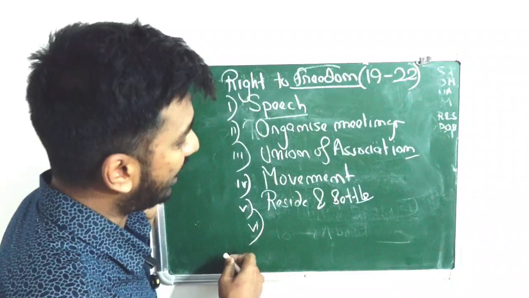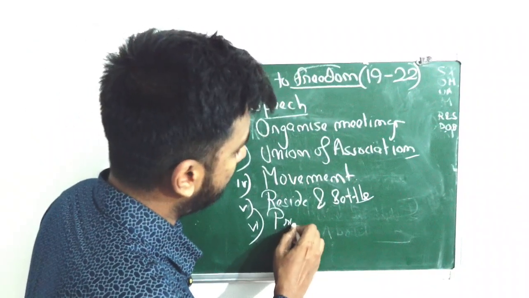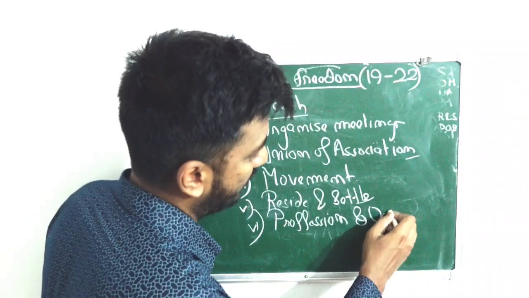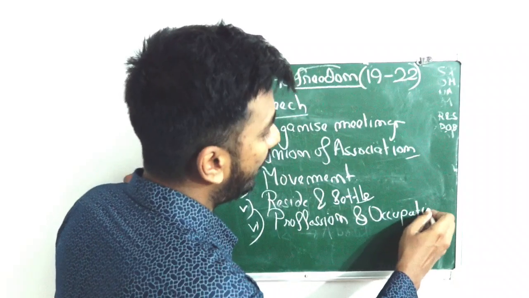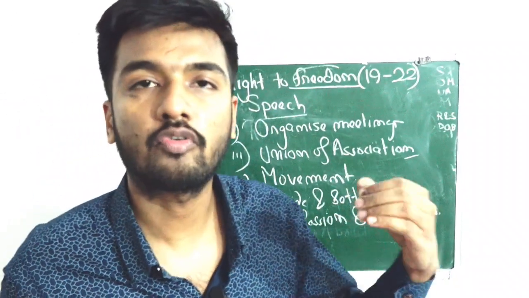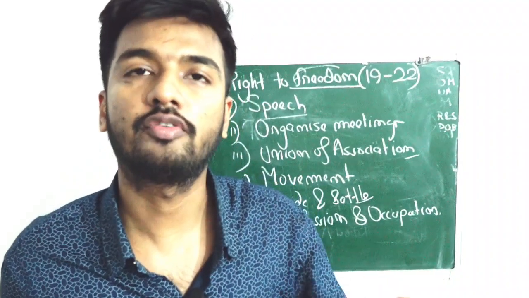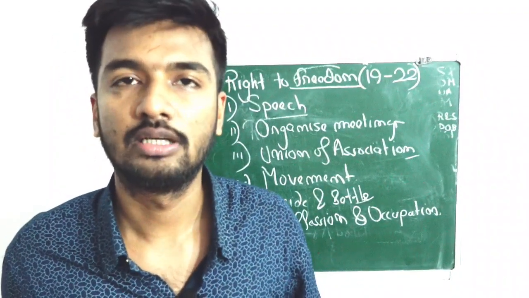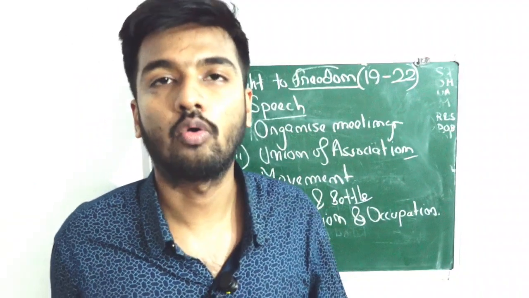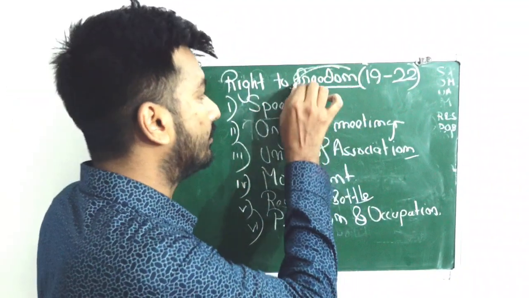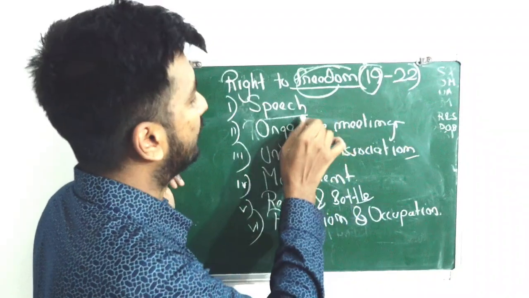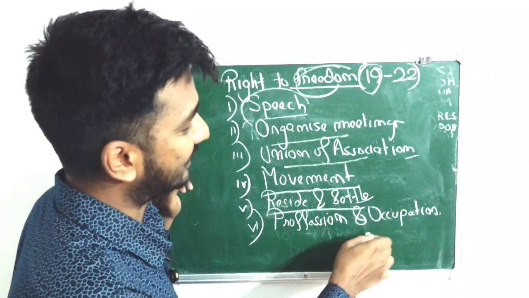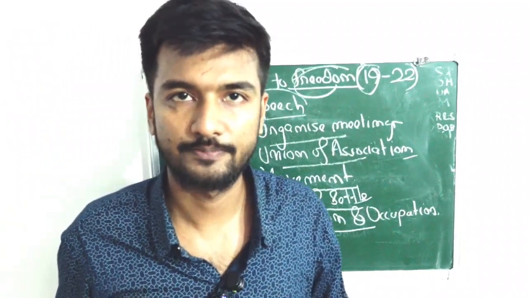And the number six, last, is professional and occupational rights. You have the freedom to do any profession you want. You have the freedom to choose any occupation or business. These are the freedoms under Article 19: speech, organizing meetings, union and association, movement, reside and settle, and profession and occupation.